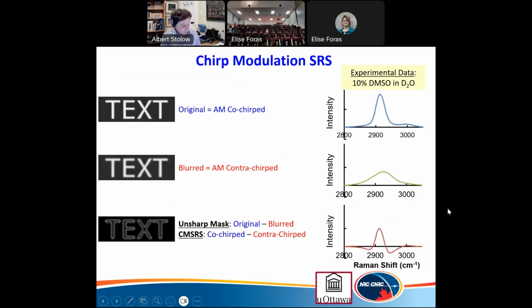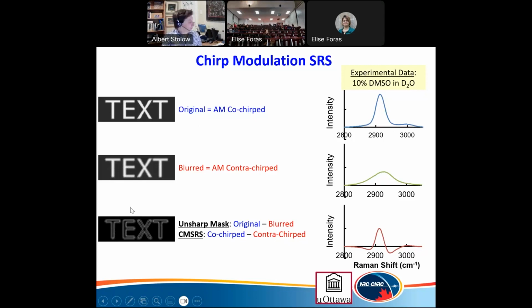Okay, so here's the analogy with my sharp mask. I have my original image, which is a sharp image. And I'm going to say that this is analogous to this co-chirped technique, which was what we use for amplitude modulation. So this is actually real experimental data. This is 10% DMSO in water, and I get these two Raman peaks that I showed you before. I'm going to do the contra-chirped, which is like the Gaussian blur. It's a low resolution. So when I do that, I cannot resolve these things, and everything is kind of broadened out.